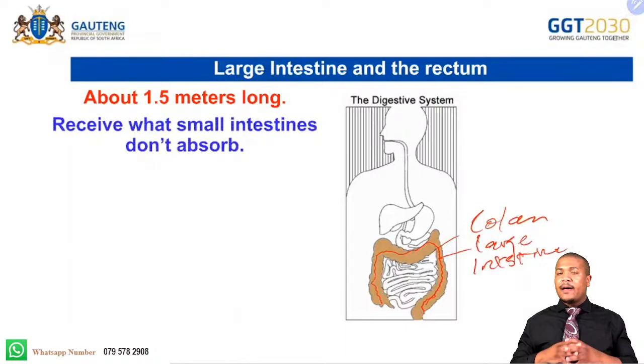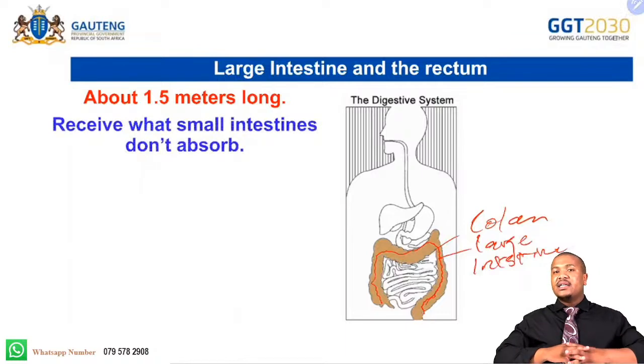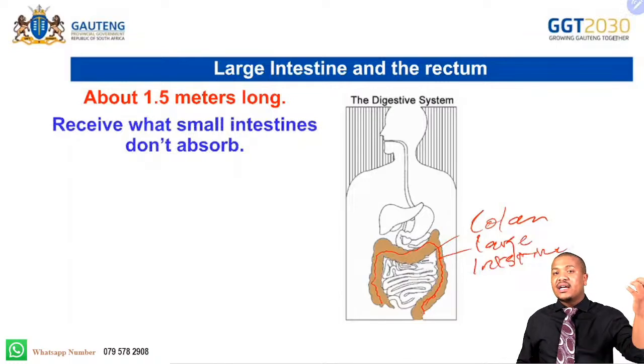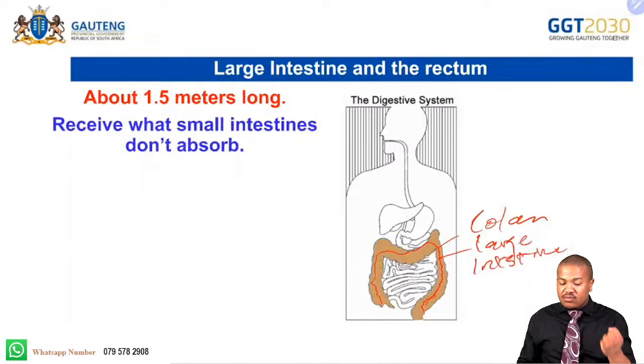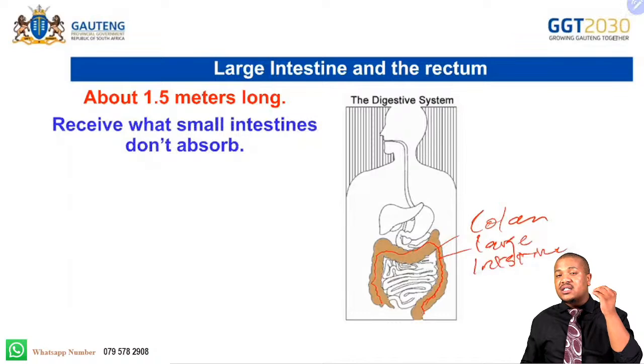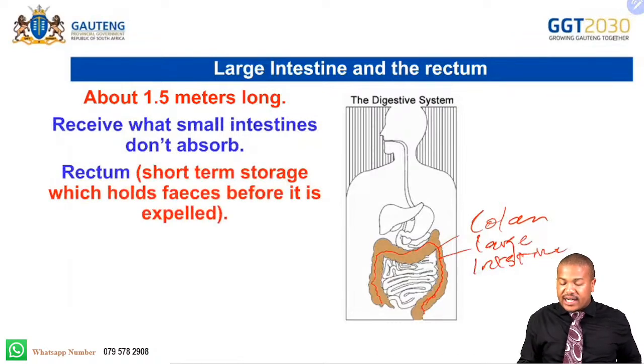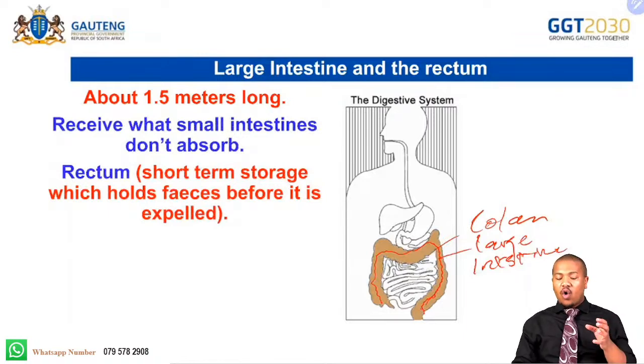Remember, this is after absorption of nutrients has taken place in the small intestine. The large intestine is responsible for receiving whatever was not properly digested by the small intestine, so it receives what the small intestine does not absorb. It is also connected to the rectum, which is a short-term storage that holds feces before they are expelled.